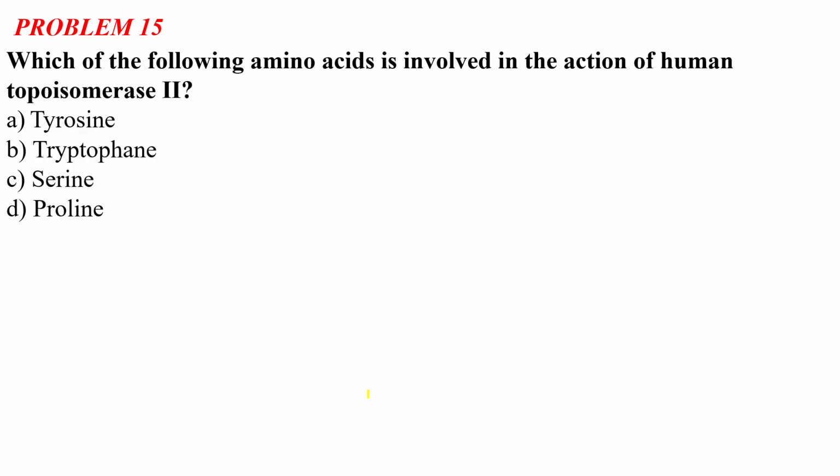Which of the following amino acids is involved in the action of human topoisomerase 2? Tyrosine, tryptophan, serine, or proline? I will wait for a minute, then I will check the chat box. I already discussed human topoisomerase 2 in the last class, so I know you can answer it easily.